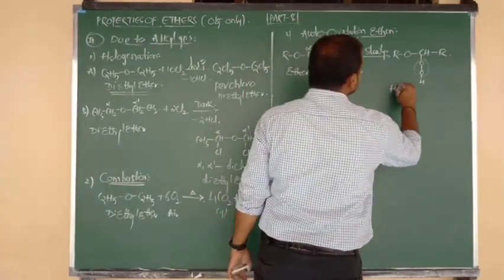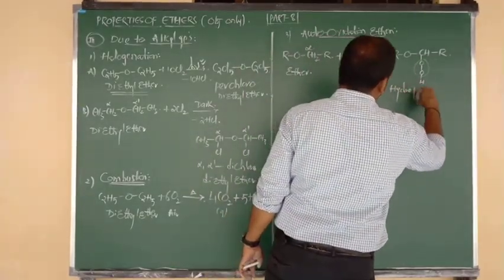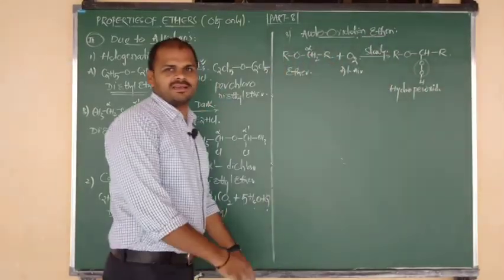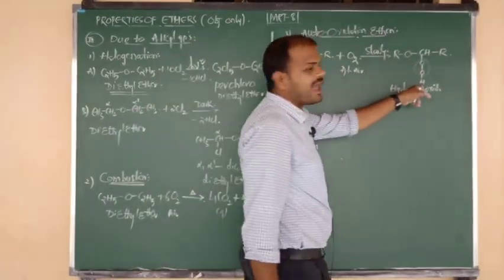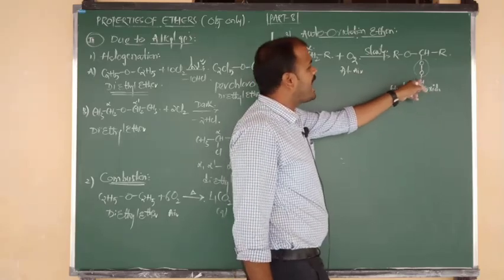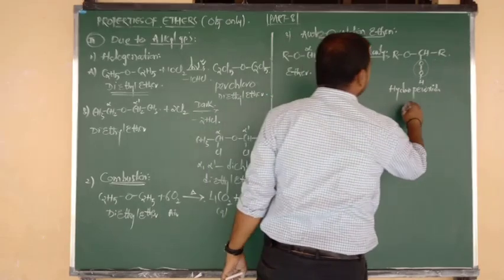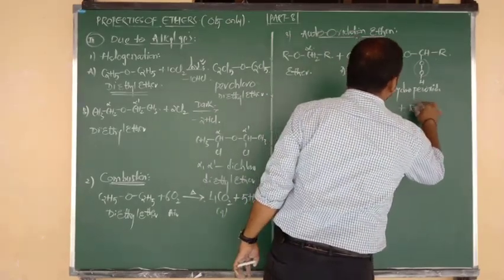So what is the name of this product, beta? Hydroperoxide. Because of the peroxide, what is below it, beta? H atom is there. So it is a hydroperoxide compound. And here we can also expect another product, that is nothing but RO.